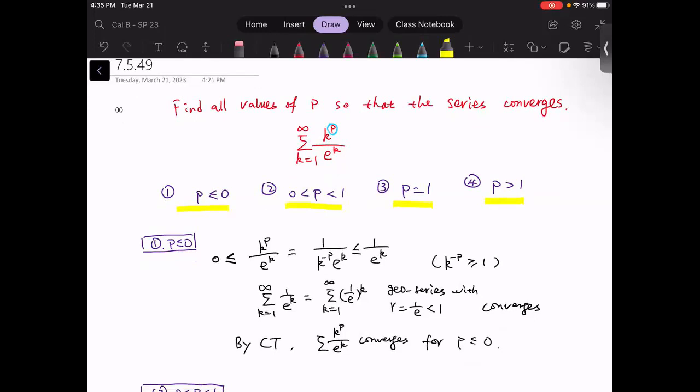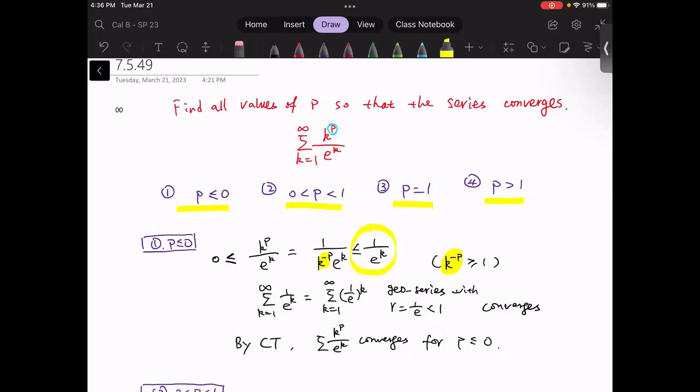We're going to utilize the properties of k to the power of negative p here. All right. If p is less than or equal to 0, the exponent becomes greater than or equal to 0. So that's why we have a lower bound of 1. And then this lower bound 1, since it will appear here, we can establish the upper bound for this term, which is 1 over e to the k.